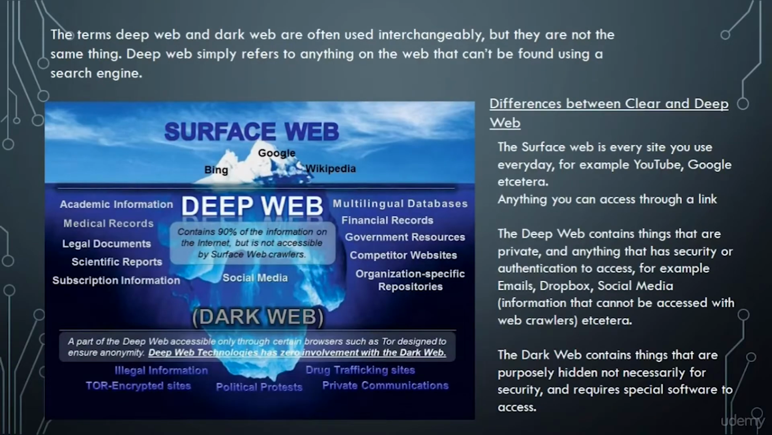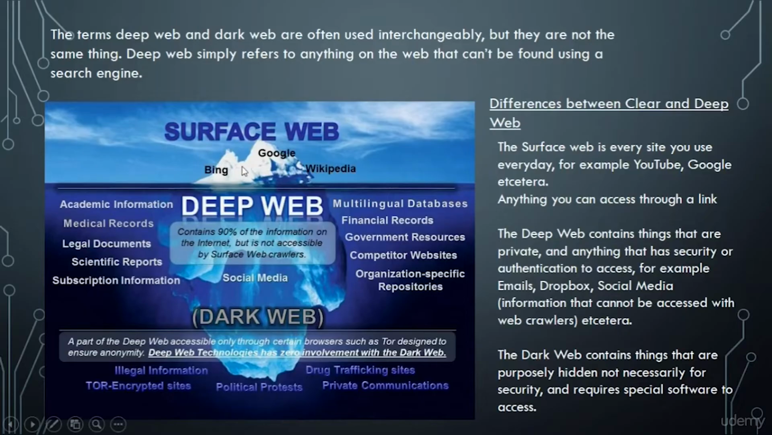Now let me explain the differences with the help of this image right here. Very nice image that'll hopefully explain everything clearly. So before we go into the differences, let's look at a very key thing here. The terms deep web and dark web are often interchanged with each other, but they are not the same thing. The deep web simply refers to anything on the web that can't be found using a search engine.